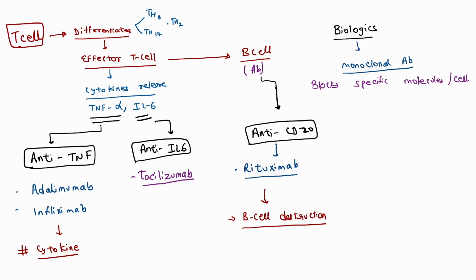Second, anti-IL-6 agents. They will block the IL-6 signaling. An example is tocilizumab. Third, the one which will block the B cells, that is anti-CD20. It is rituximab. It will destroy the B cells, so autoantibodies won't get formed. So rituximab is the last resort when standard immunosuppression has failed. Remember, biologics are expensive, but they are life-saving in severe cases.